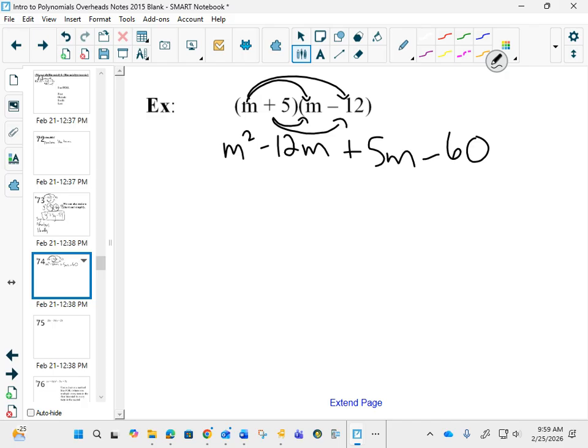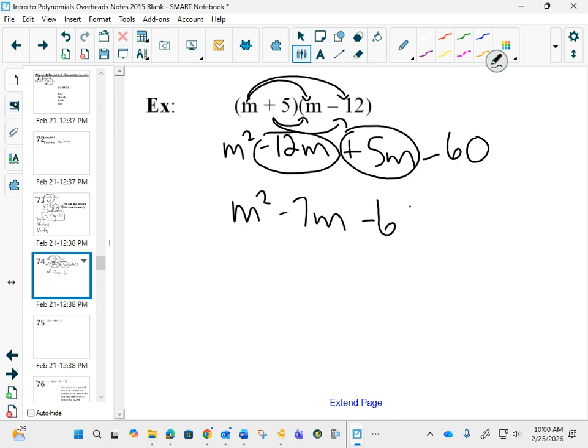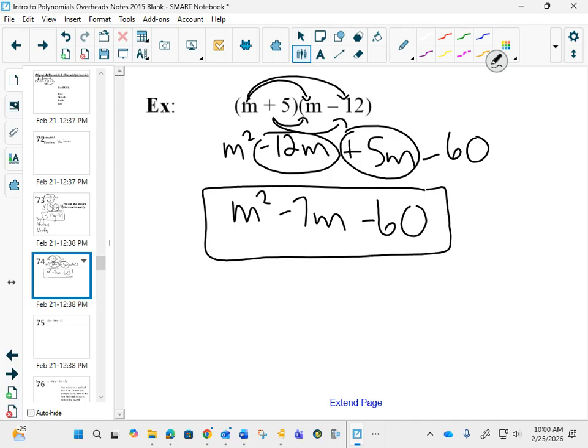Is this finished? No. What do I have left to do? For the like terms, what are they? Negative 12m and 5m. So I've got my m squared. What's negative 12m plus 5m? Negative 7m. You guys are getting good at your positives and negatives. If you got this answer and you tried it, bravo. I think we're going to pass.